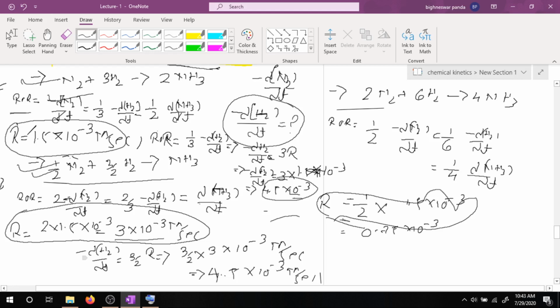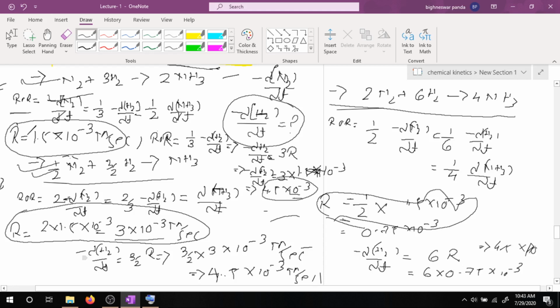Again I have to calculate for this reaction. For this reaction, 2N2 plus 6H2 gives rise to 4NH3. For this reaction, minus dH2 by dt is equal to 6 times R. For this reaction, R is 0.75. So 6 into 0.75 into 10 to the power minus 3, and its value will be 4.5 into 10 to the power minus 3.